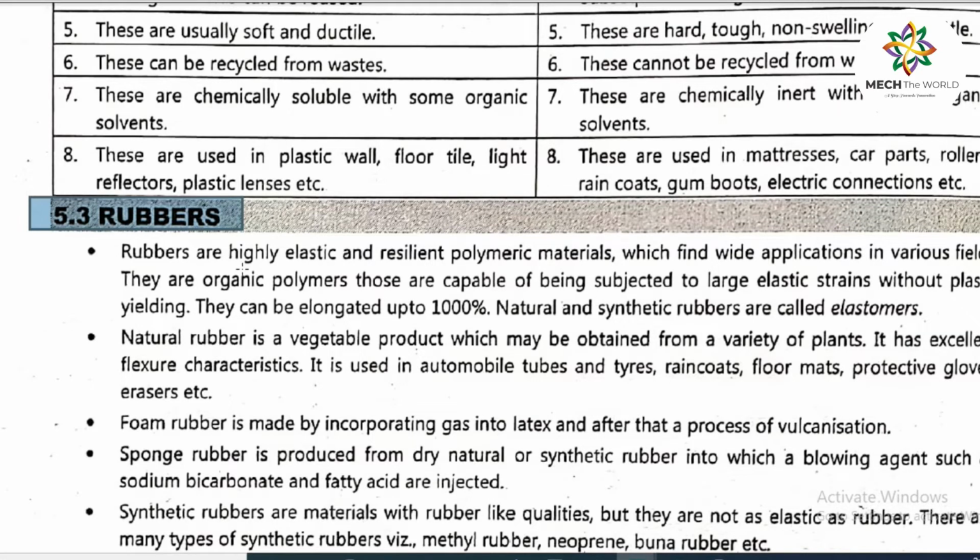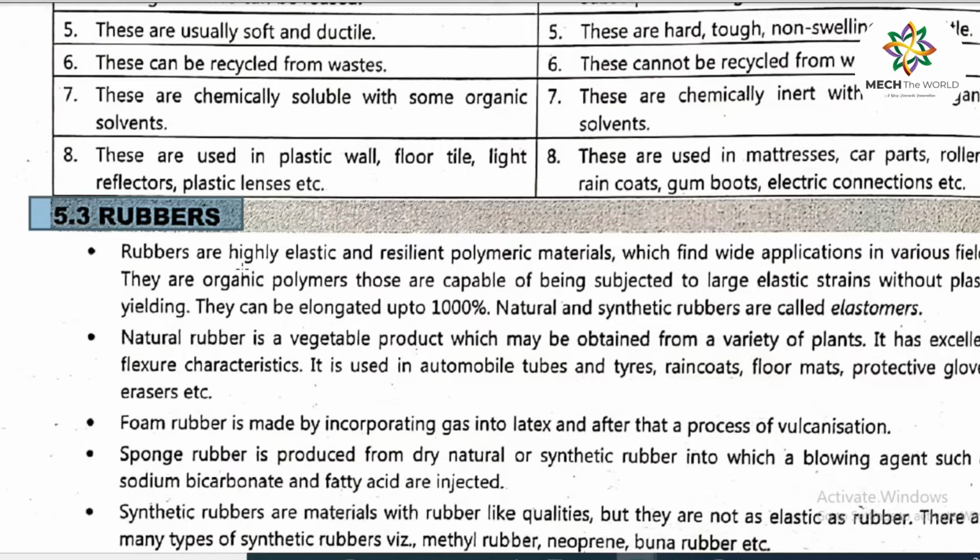They are organic polymers that are capable of being subjected to large elastic strain without plastic yielding. They can be elongated up to 1,000 percent. Natural and synthetic rubbers are called elastomers. So right now in this chapter we are going to focus only on synthetic rubbers, or scientific rubbers, or artificial rubbers.